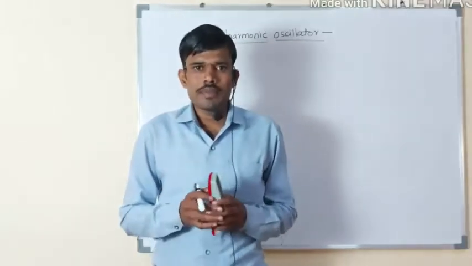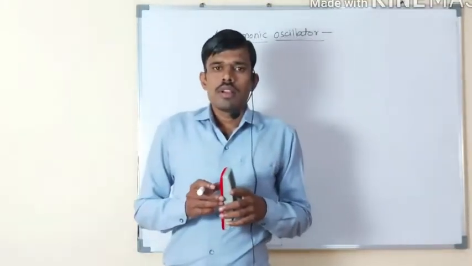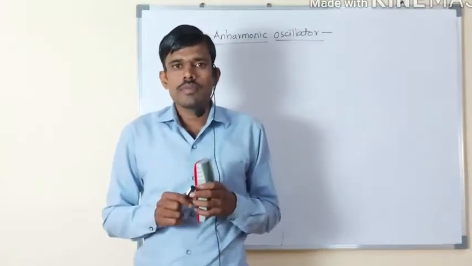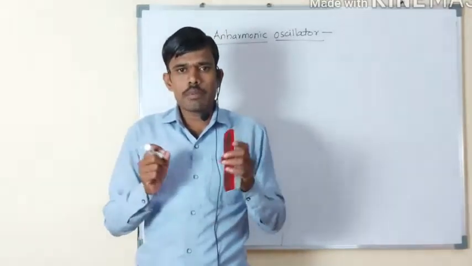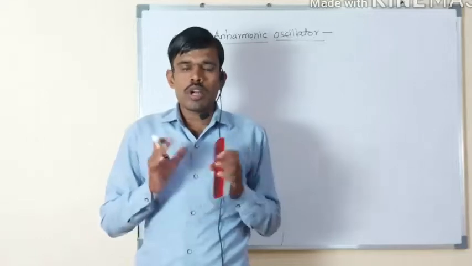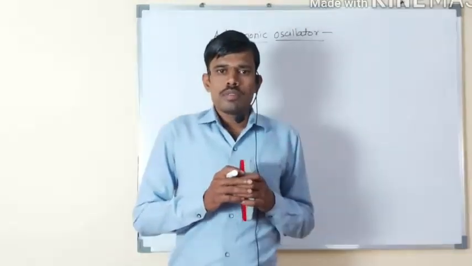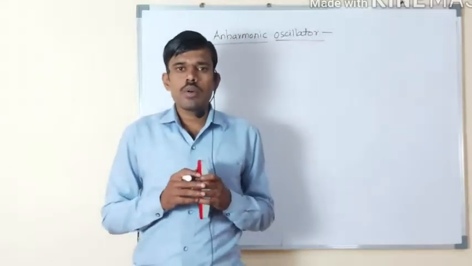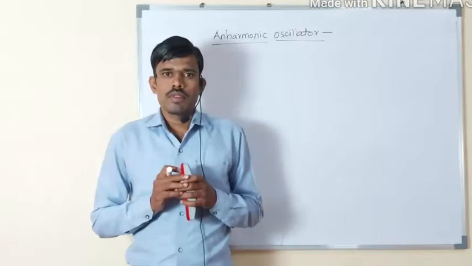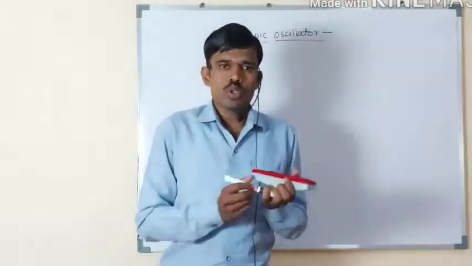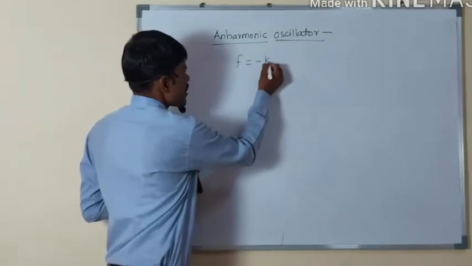So the next point is anharmonic oscillator. In simple harmonic oscillator, we have used the spring and ball model to understand harmonic oscillations in the molecule. Simple harmonic oscillator obeys Hooke's law, and according to Hooke's law, the force F is equal to minus kx.